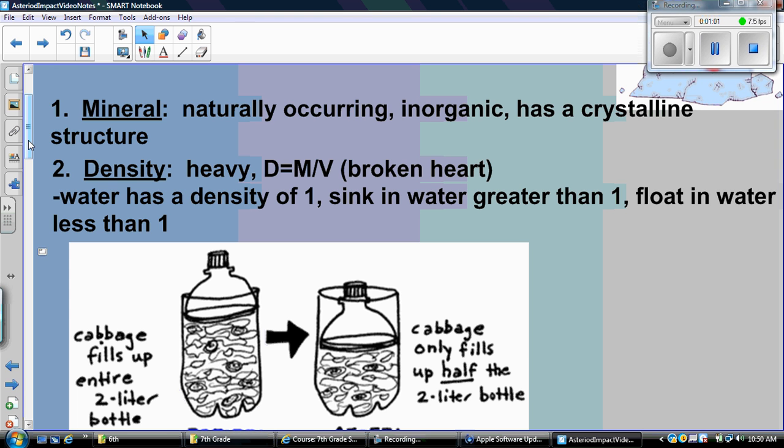So physical properties of minerals. One of the most well-used physical properties, one of the best physical properties for a mineral, is density. Remember, density is how heavy something is. Density is mass divided by volume. Remember the broken heart example. Water has a density of 1. If it sinks in water, the density is greater than 1. If it floats in water, it's less than 1.